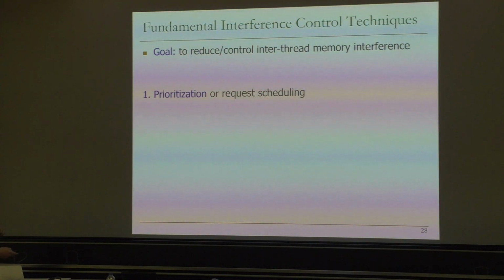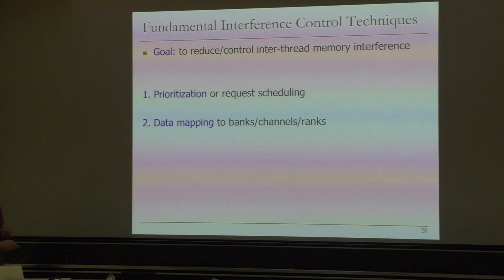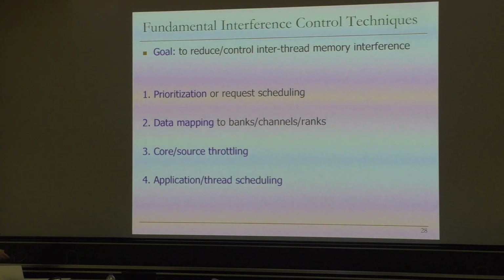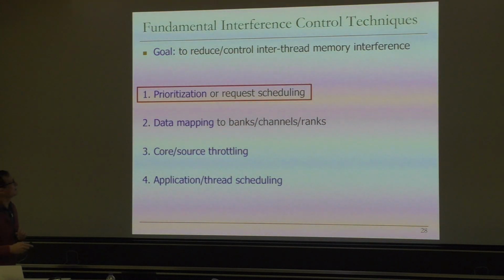Prioritization or request scheduling is one. Data mapping is another one. Core and source throttling, which we showed over here, is another one. And the last one is application and thread scheduling. Let me know if you come up with another one later. Okay, so we're going to focus on this one.